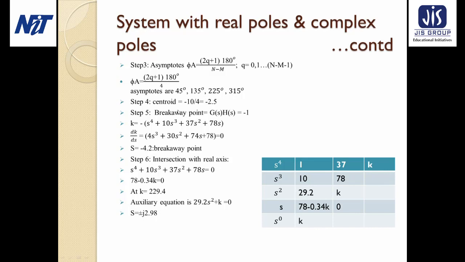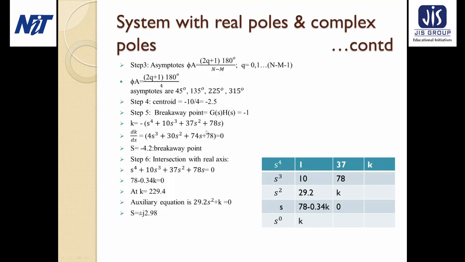So from the centroid, it is an intersection point, and from the centroid, the asymptotes with real asymptotes will originate. Now next we need to find out the breakaway point, which is actually nothing but a point at which the multiple roots of the characteristic equation occur. So it can be obtained by finding the solution of dK/ds equal to 0.